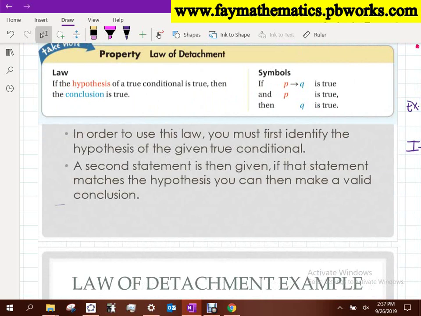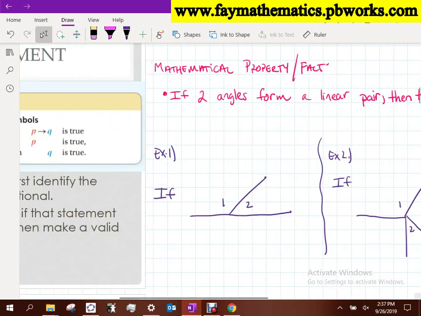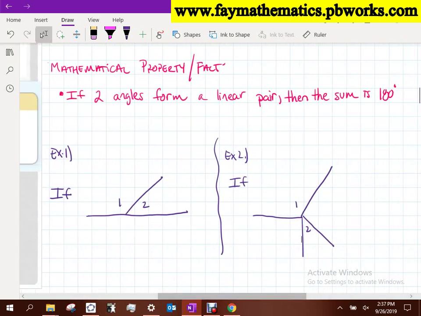What that is saying, guys, is if we have a mathematical statement, and to be honest, it doesn't have to be a mathematical statement, it could be any if-then statement, but we know it to be true. So I want to use a mathematical thing that we've done. We have this red statement that says, if two angles form a linear pair, then the sum is 180 degrees, or the sum of the measures is 180 degrees. That's a fact that we talked about in Chapter 1. That's the linear pair postulate. It's an if-then statement.